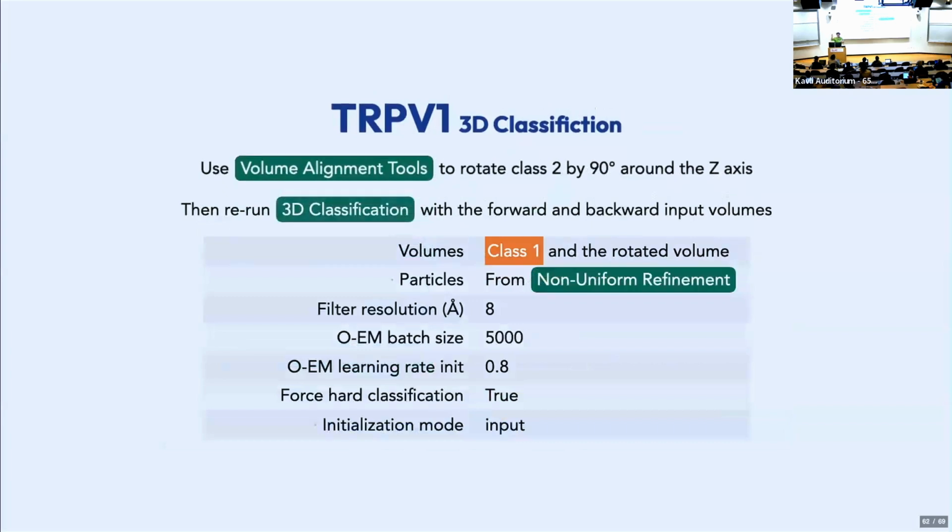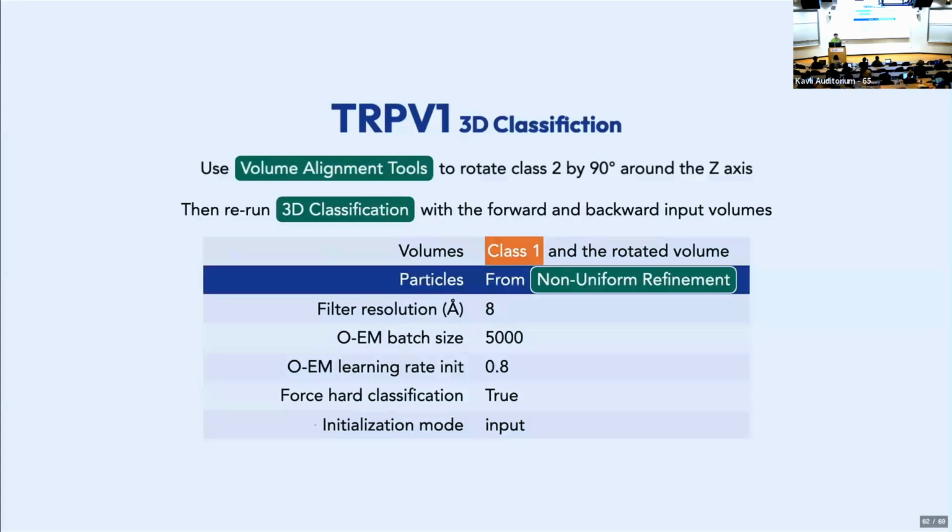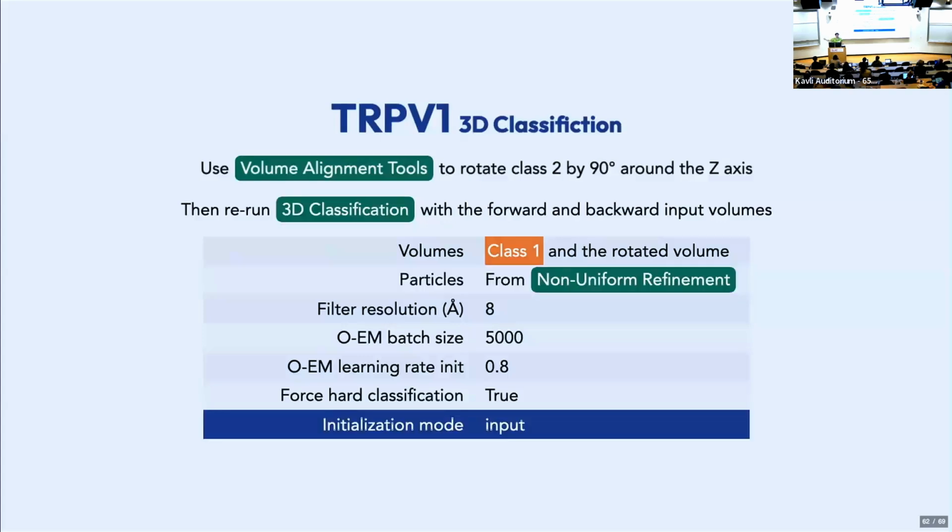So now I have two maps: one for the forward and one for the backward orientation. I plug those into another 3D classification job with all of my particles. So we're back to having them both forward and backward, but now I'm giving them that forward orientation and the backward orientation as an input. I'm taking the particles from the non-uniform refinement again, with basically all the same settings, except initialization mode input. So instead of using PCA and pulling out these volumes directly from the particles themselves, I'm saying, here's the forward map that I got in the previous job, that orange map.